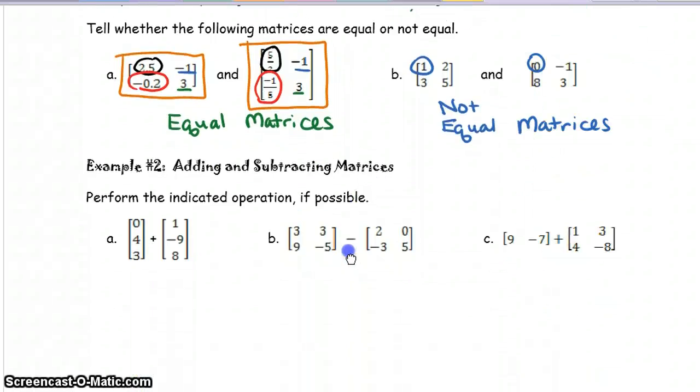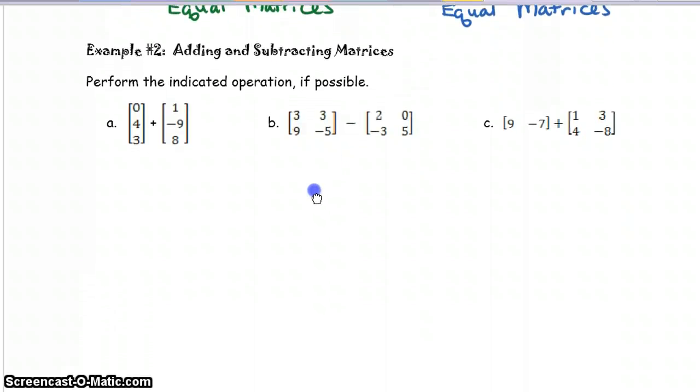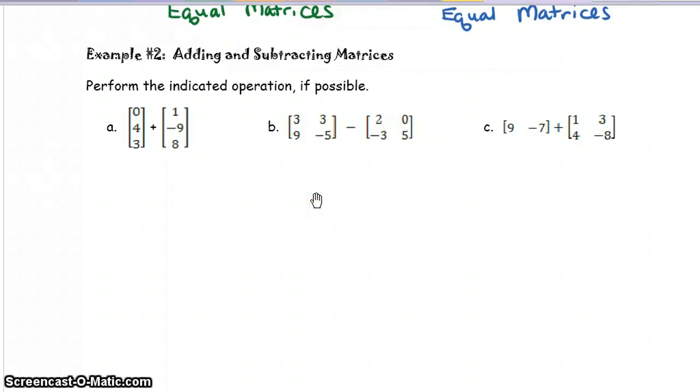Going on to adding and subtracting matrices. Adding and subtracting matrices are simple if it's possible. So one way to know, it says perform the indicated operation if possible. To know if it's possible means that the matrix dimensions are equal. So in this case, there's 3 rows by 1 column, and the second one is also 3 rows by 1 column. Therefore, since they are the same dimensions, we can add these.